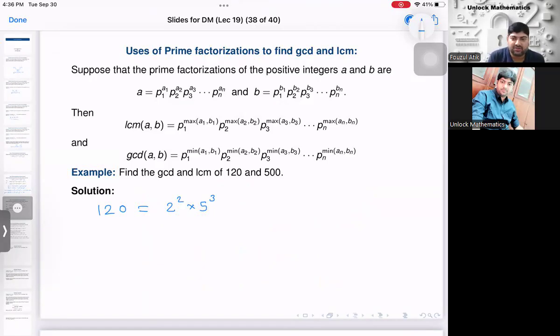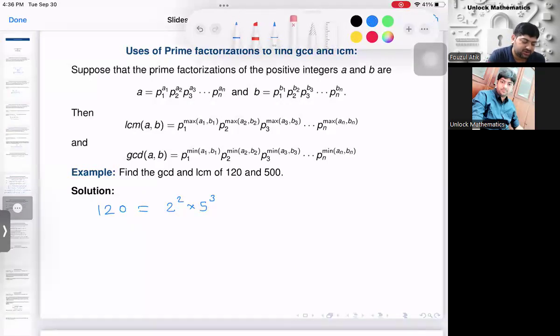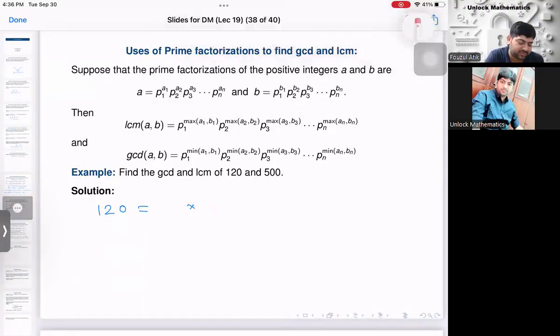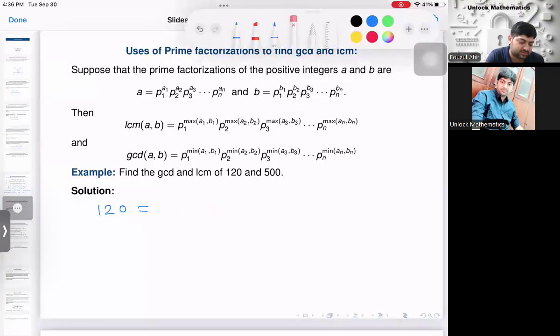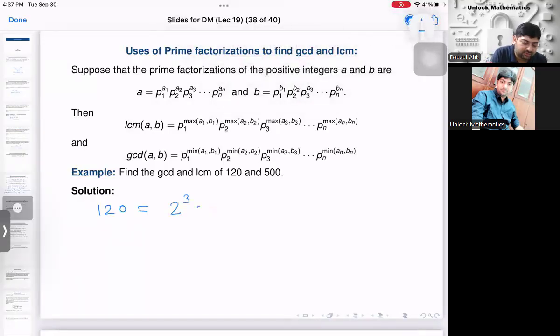Right? So 120 you can write in that form, not this one. It is 2 power 3 into 3 power 1 into 5 to the power 1. And what is the prime factorization of 500? Now this one is 2 power 2 into 5 to the power 3.